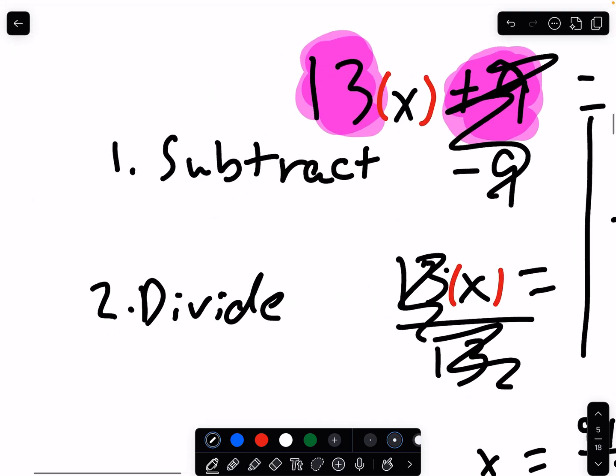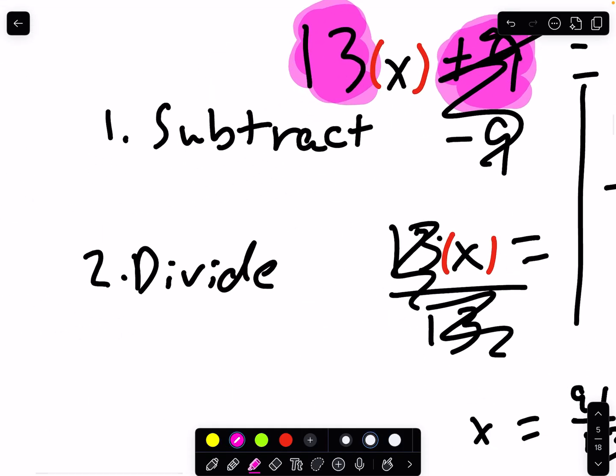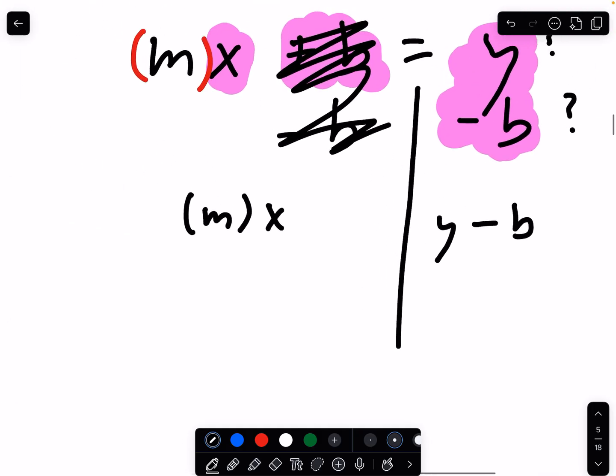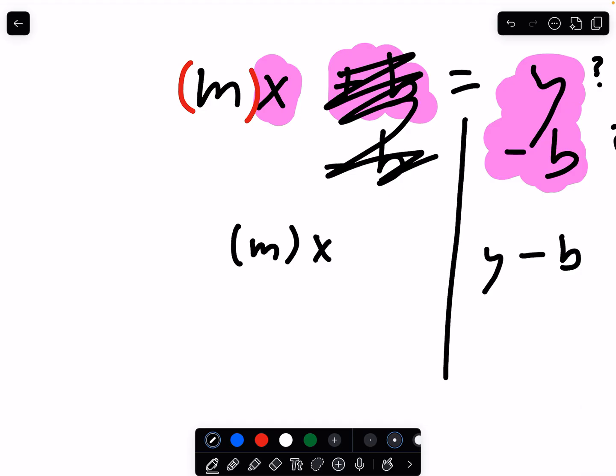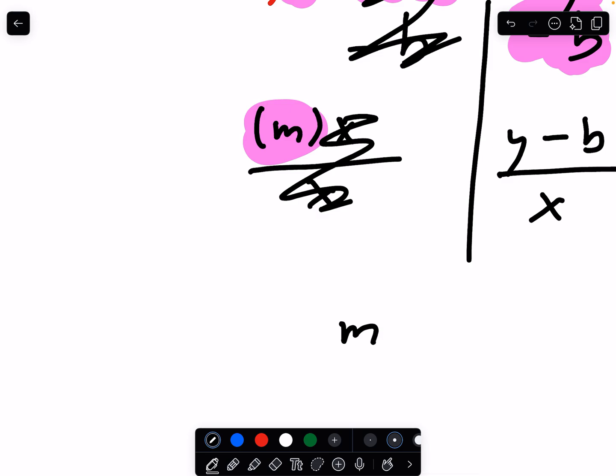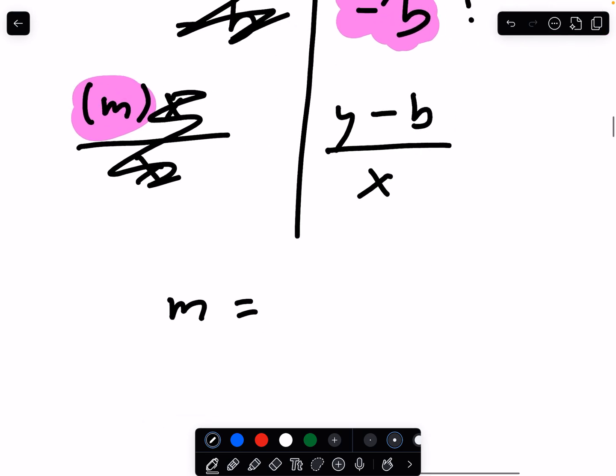So again, my first step over here was subtraction. Then I looked and I saw that I had a number 13 in front of my x, and that told me I needed to divide by 13 right here. I have a number next to my m. That's what I'm solving for. So to get rid of that x, I'm going to divide by x on both sides. I can bring down my m, and on my right side, I have y minus b divided by x.